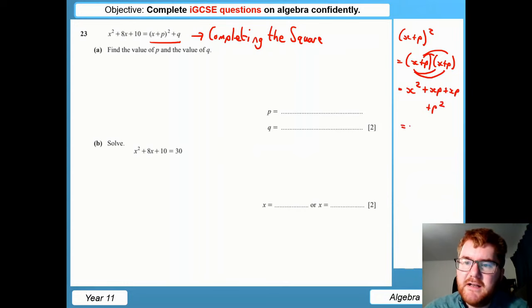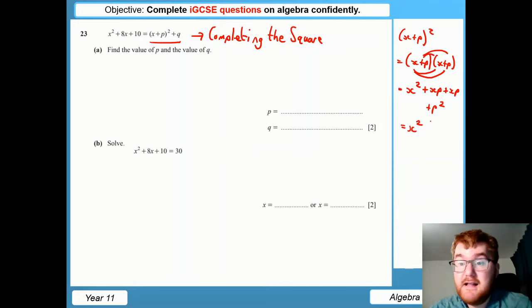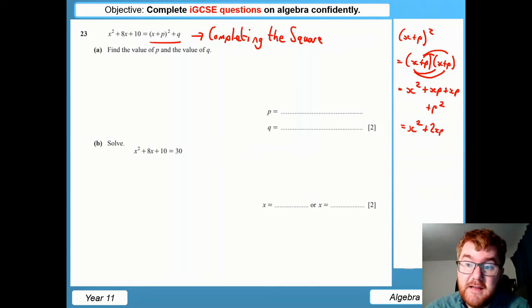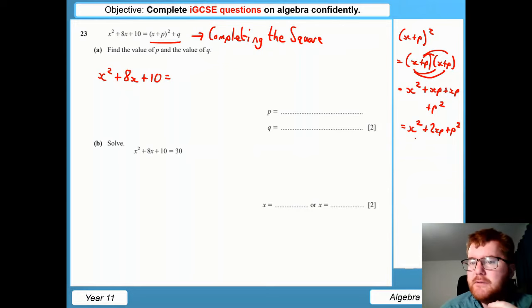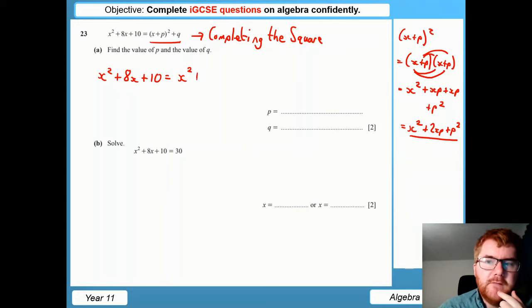If we collect up like terms, which is always important, I have 1 xp, I have another xp, that's 2xp, plus p squared. So all we're going to do is copy out this equation, and instead of (x plus p) all squared, I'm going to replace it with what I just worked out on the right hand side. So x squared plus 2px, we'll see why in a moment, plus p squared, and don't forget the plus q is also there too.